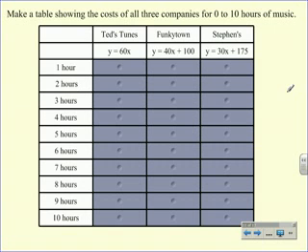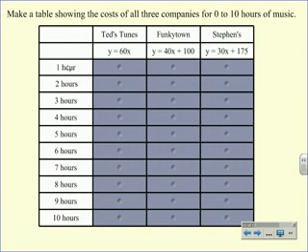Okay, we have a table here. So we're going to make a table showing the cost of the 3 companies for 0 to 10 hours. We have the equations written down for each of the 3 companies. Ted's Tunes is y equals 60x, Funky Town y equals 40x plus 100, and Steven Solid Sounds y equals 30x plus 175. I would like for you to take a moment to copy down the table and put the values in that belong in the table.